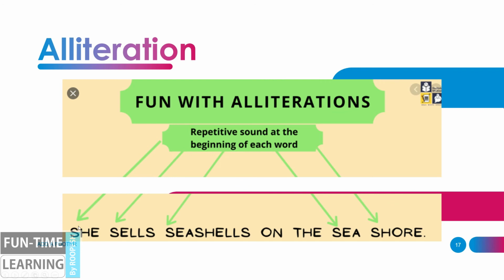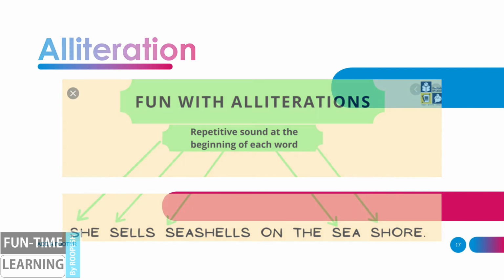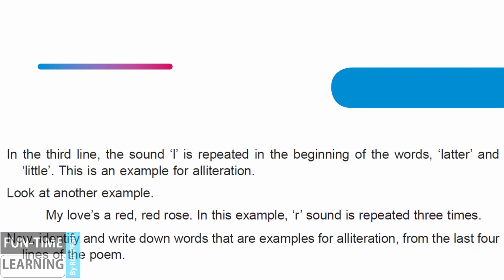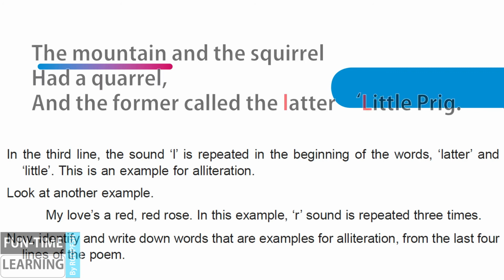Let's take the first word, she, for example. S is there. Sells, S is there. Seashells, S is there. Sea and shore. Most of these words start with the same sound. In the line, the sound L is repeated in the beginning of the words later and little. This is an example of alliteration.